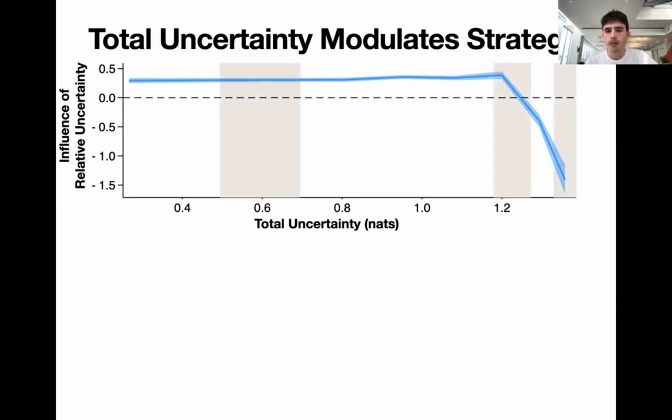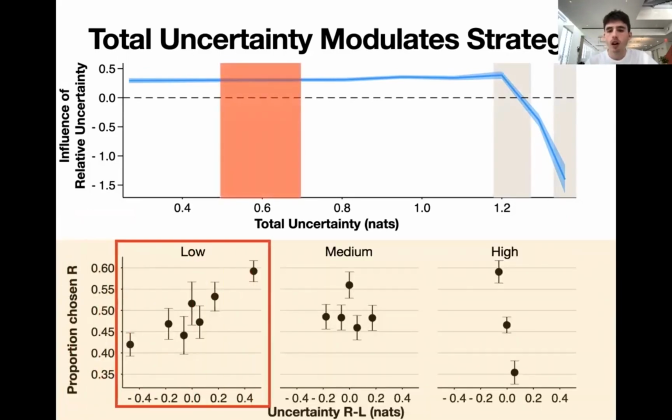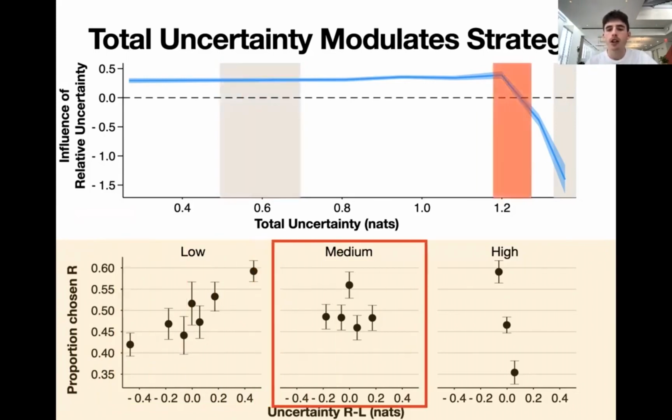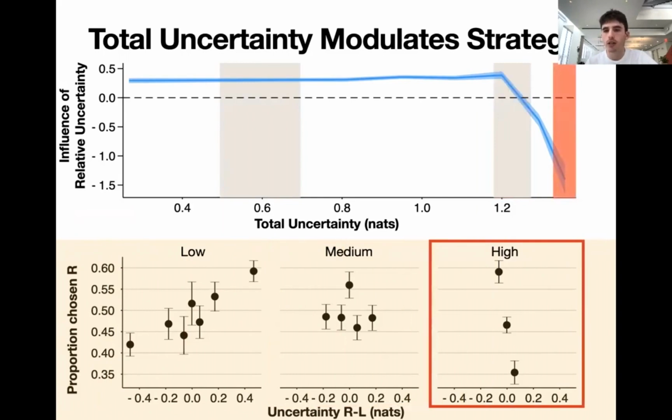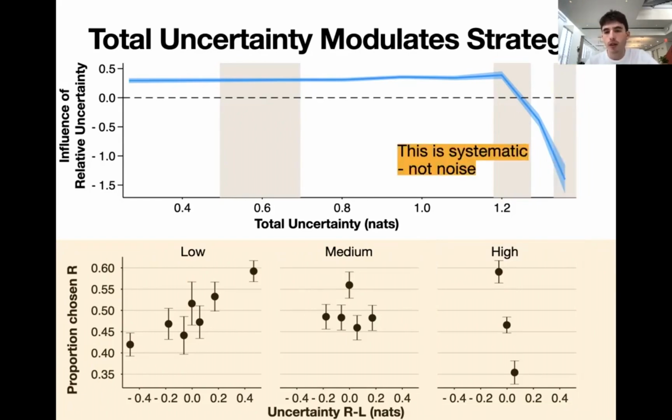Let's break that apart. When we look at the low total uncertainty regime, we see the positive relationship between relative uncertainty and choice that we expect and know by now. But that changes into a flat one as total uncertainty rises. And with high total uncertainty, we see a strong negative relationship, indicating that participants are choosing the table that they are least uncertain about. Now, that is not noise. That is a systematic modulation of strategy.